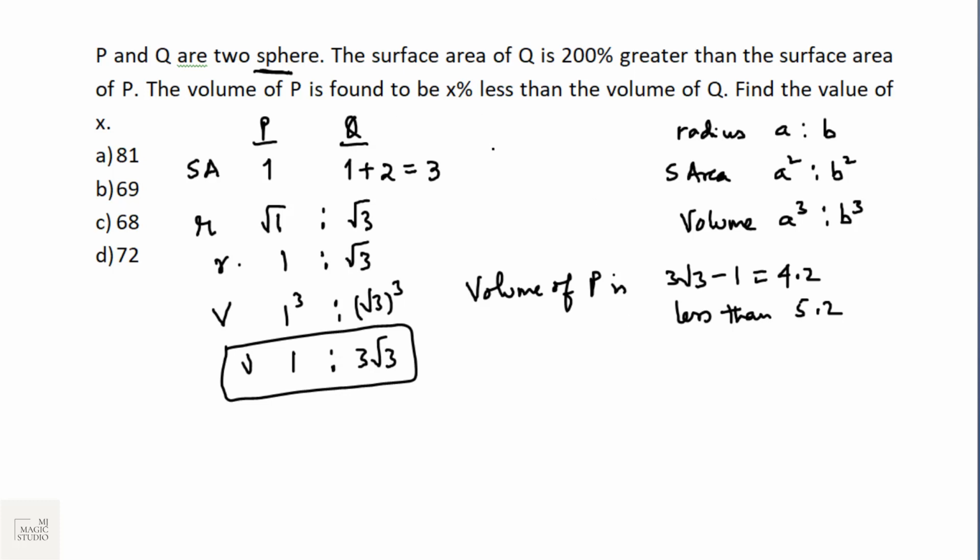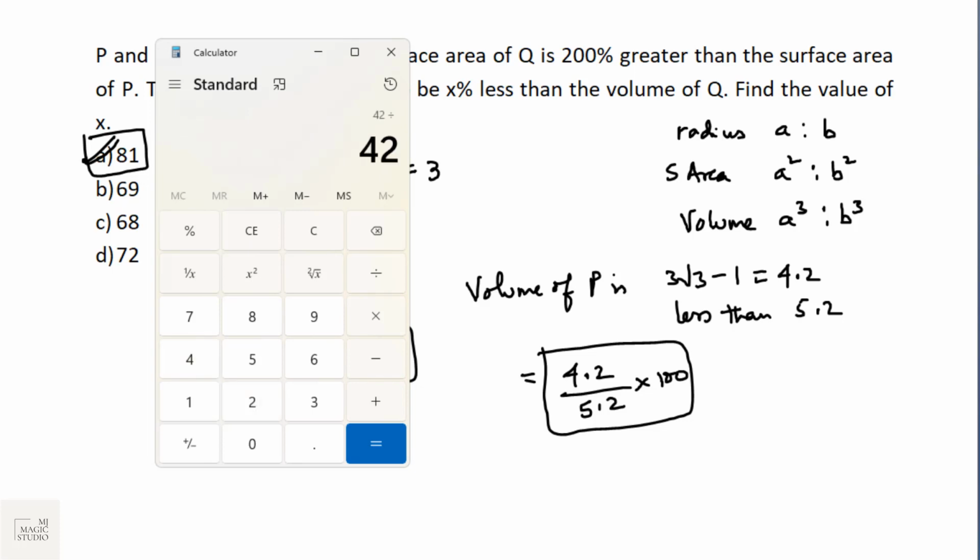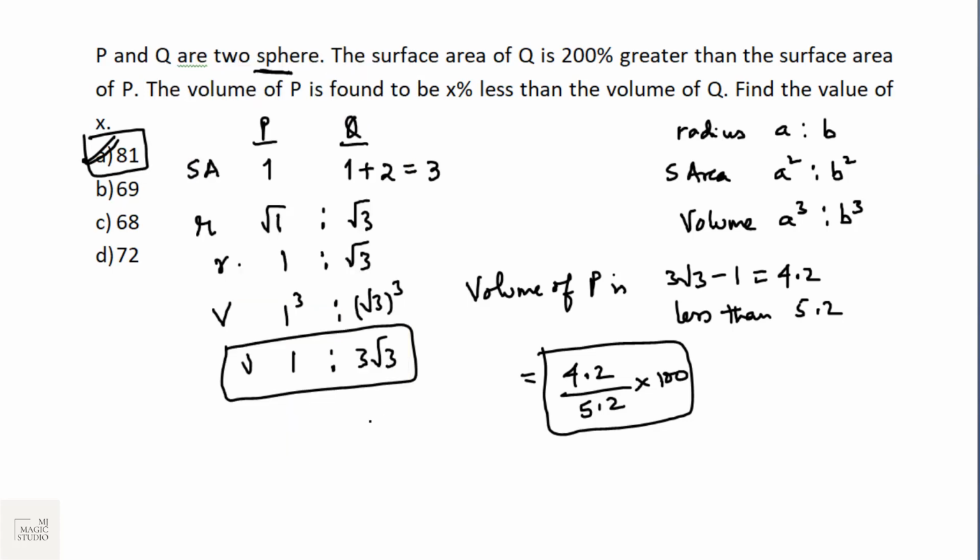The question asked is in percentages, so it should be just 4.2 by 5.2 into 100. That is the answer we are looking for. Now, we can see that it is 4 by 5 nearly, 80%. Answer should be more than 80%. And the only option which is more than 80% is 81. Let's check with the calculator also. 4.2 divided by 5.2 is 80.76, that is 81% approximately. Option A fits in.